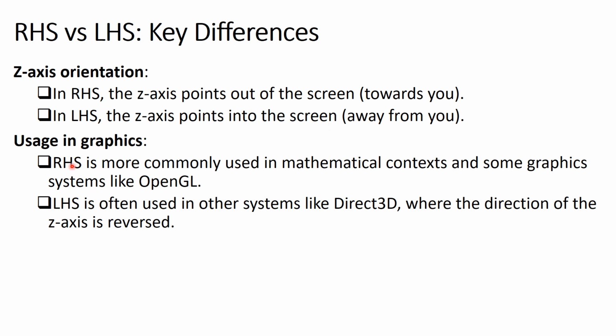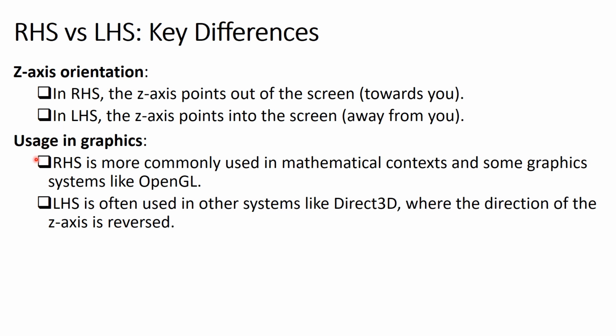Usage in graphics. RHS is more commonly used in mathematical context and some graphics systems like OpenGL, while LHS is often used in other systems like Direct 3D, where the direction of the z-axis is reversed. دي الاختلافات الأساسية بين ال RHS وال LHS. اتجاه المحور Z في الحالة ال RHS بيأشر إلى الخارج من الشاشة، بيأشر باتجاه المشاهد، واتجاه Z في النظام LHS بيأشر إلى الداخل من الشاشة بعيدا عن المشاهد.